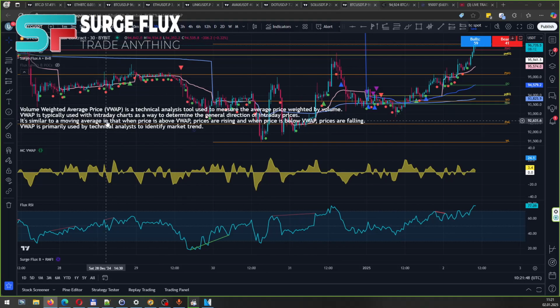As you can see here, it's typically used with intraday charts as a way to determine the general direction of intraday prices. It's similar to a moving average in that when price is above VWAP, prices are rising, and when price is below VWAP, prices are falling. VWAP is primarily used by technical analysts to identify market trend.